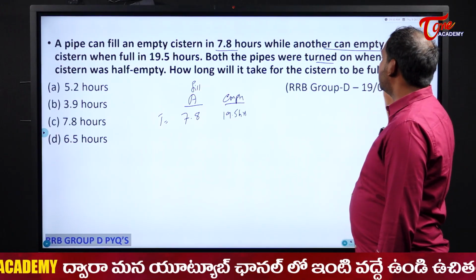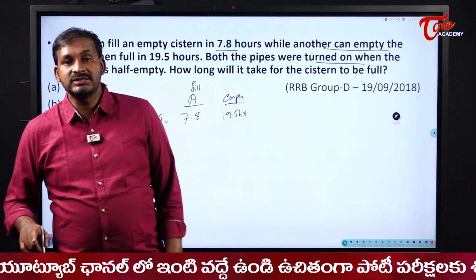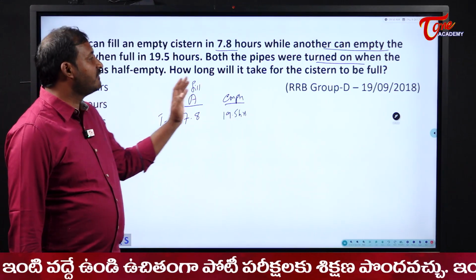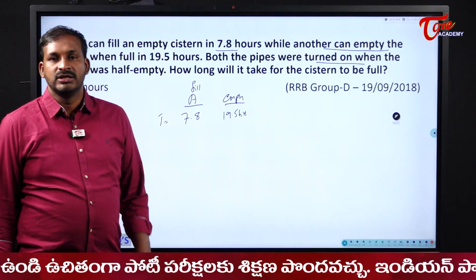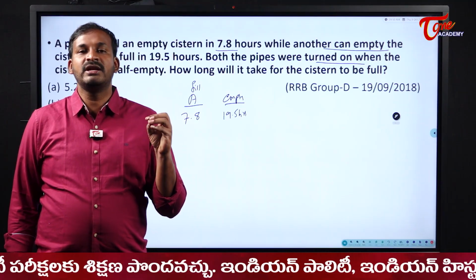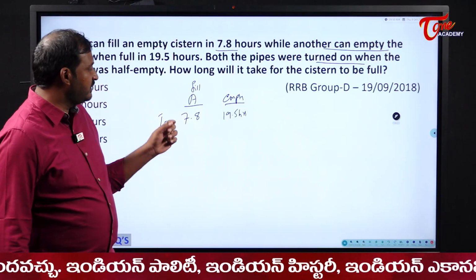Both these pipes are turned on when the cistern was half empty. It was half empty, students, not fully empty. How long will it take for the cistern to be filled? So now my target is not to fill the complete tank, I just need to fill half the tank.